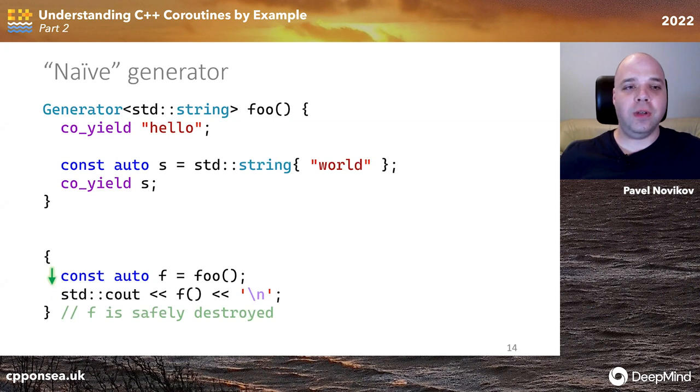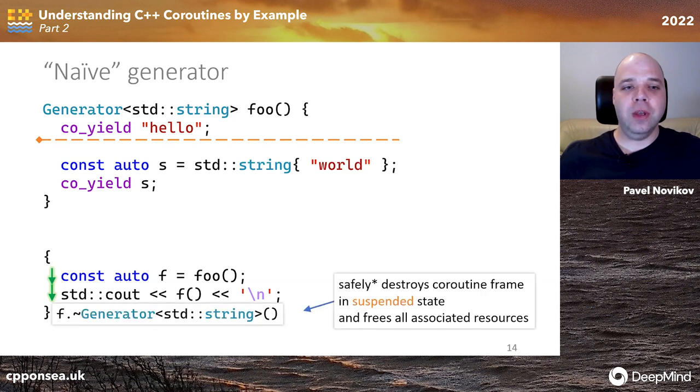Another aspect of resource management is that when we create our generator object, we don't have to extract all the values from that generator. For example, here we created our object, we extract only one value. After that, our generator coroutine is suspended after the first co_yield. And at any point when the coroutine is in the suspended state, it is safe to destroy that coroutine through destroying the generator object associated with it. And in this case, this happens after extracting only one value. And it is safe, with an asterisk, because it works as long as you manage all the resources within the coroutine in the RAII style.